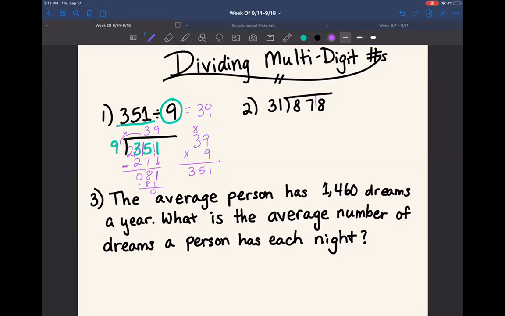So I'm going to look at the 87. There is a number close to 31 that is easy to figure out, and that is 30. 30 is just 3 with a 0 at the end. So as long as I know my 3 times tables, which we all should know, I can figure this out easily. Basically, what would be 30 times 2?